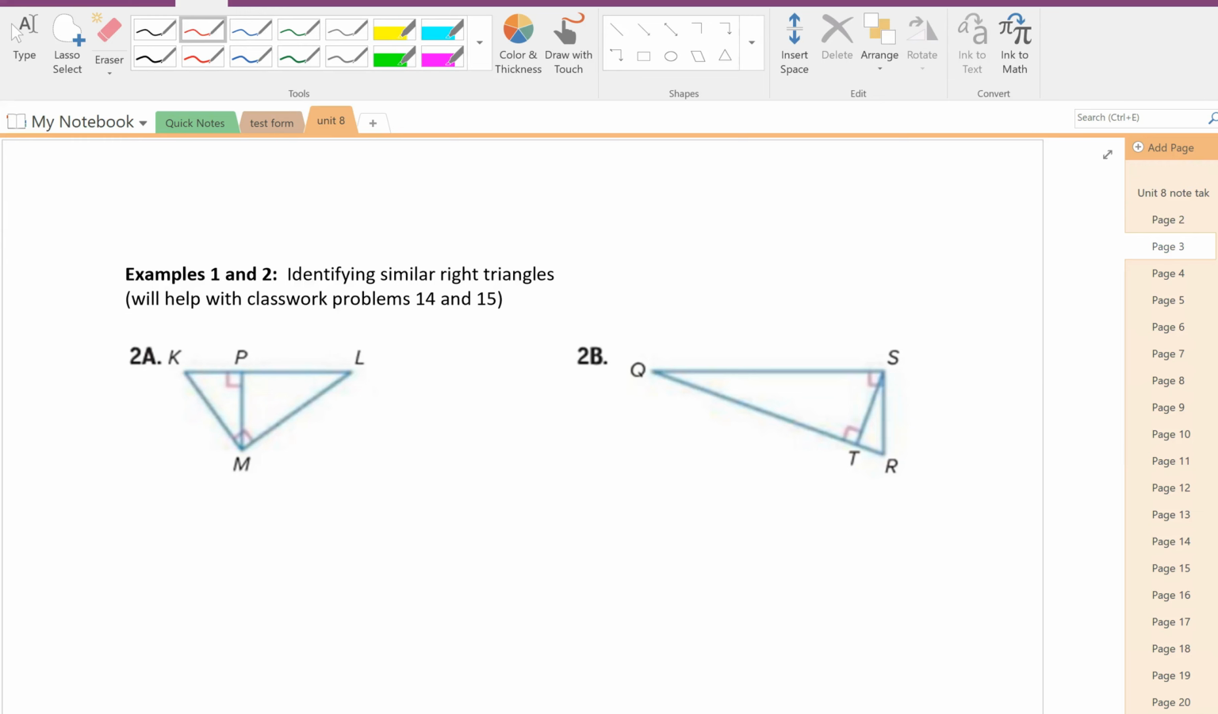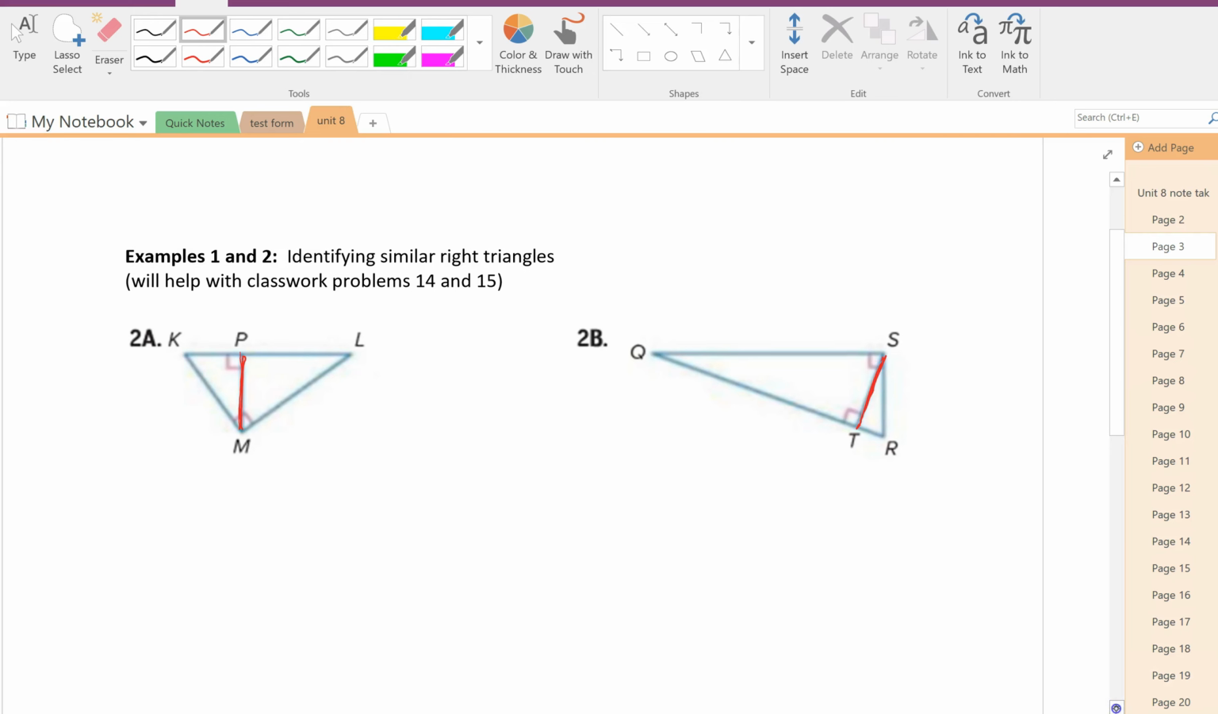All right, let's do some examples that'll help you with the classwork. On 2a and 2b, I'm supposed to just identify the similar right triangles. And so what I was saying earlier is that when you draw an altitude like this or like this in a right triangle, you create three separate triangles that are all similar to each other.